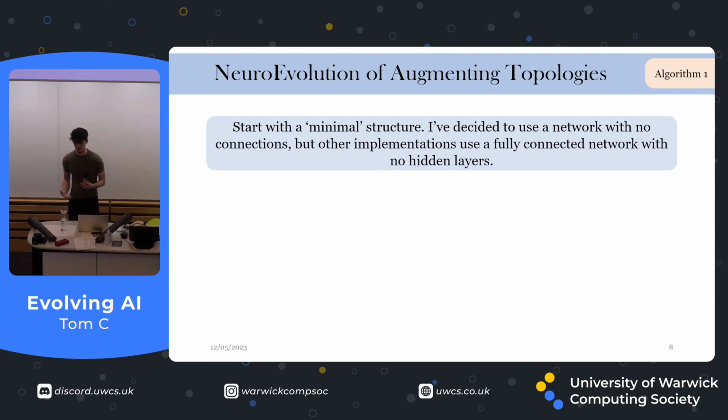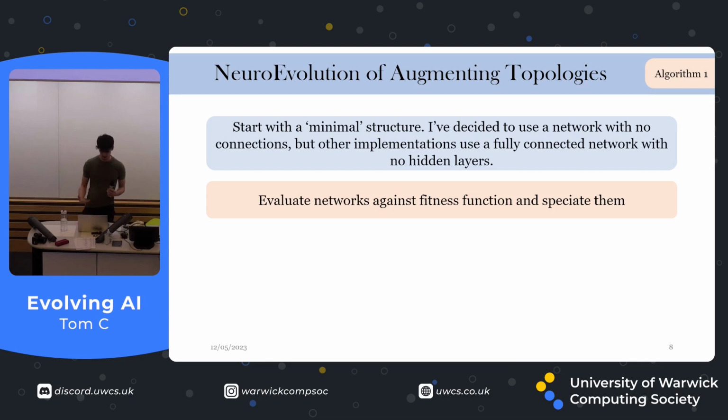With neuroevolution of augmenting topologies, we start with a minimal structure. We want these networks to be as simple as possible. By starting minimally, we only add features that appear to benefit the structure. In my case, I've used a network with inputs and outputs, no hidden layers and no connections. Obviously, this means the network does nothing initially.